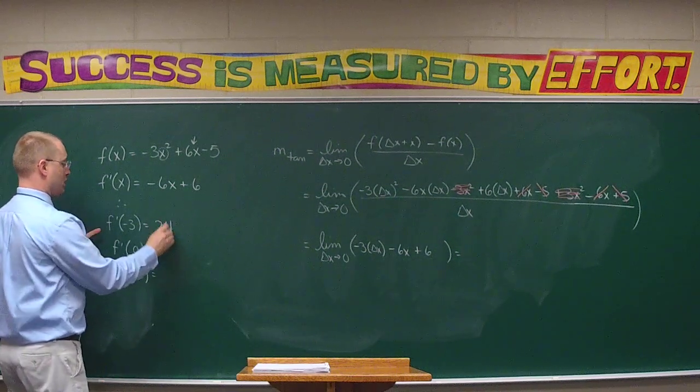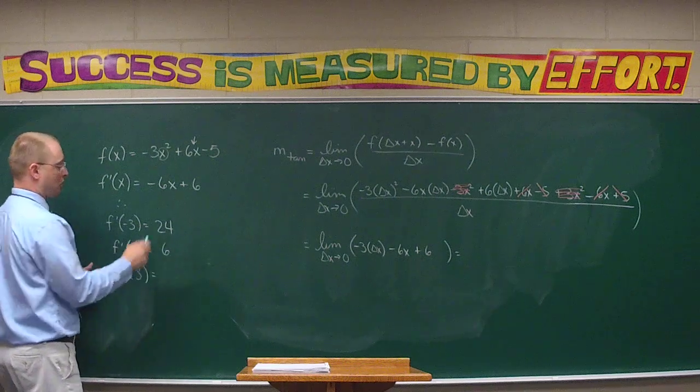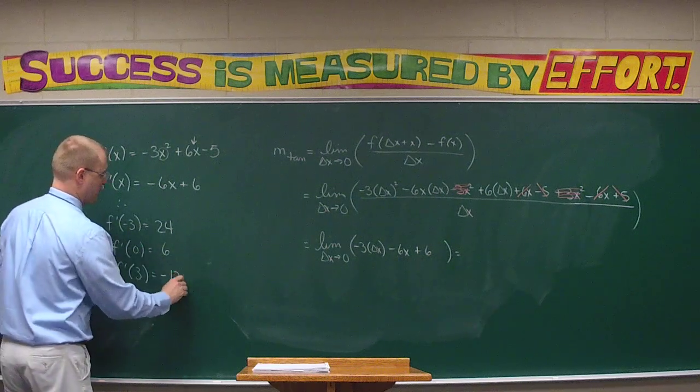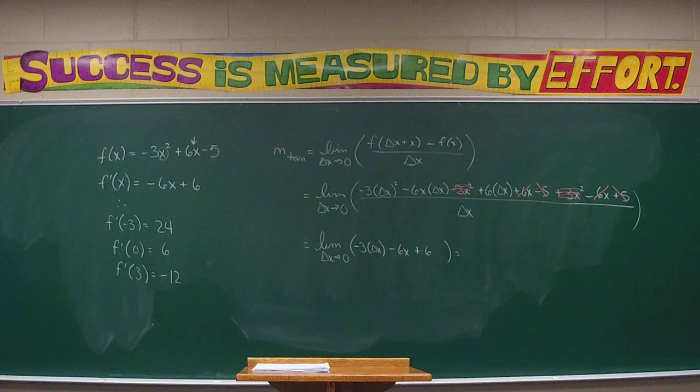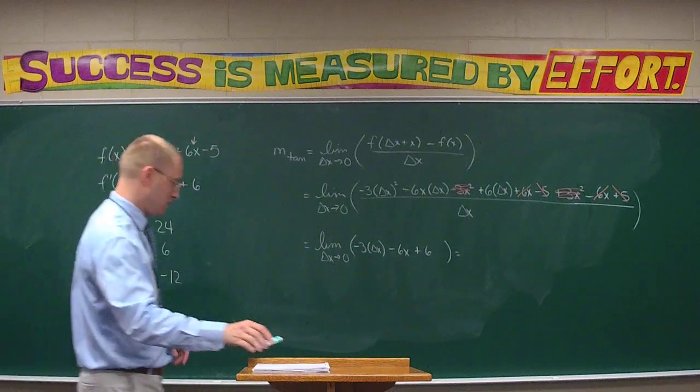24. The slope at 0. 6. And the slope at 3. Negative 12. And some extreme slopes. Those are all really steep slopes, 2 positive and then 1 negative. Questions on this? All right, let's take a look at 1e.